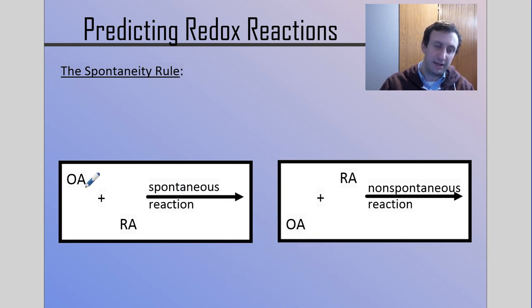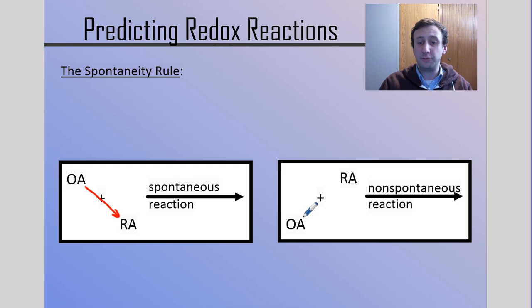If the OA is above the Ra, it will be a spontaneous reaction. The reason why is the OA is strong enough to pull the electrons away from the Ra. It's stealing electrons from the Ra. It's like a bully taking away lunch money. Okay, the OA takes electrons from the Ra.